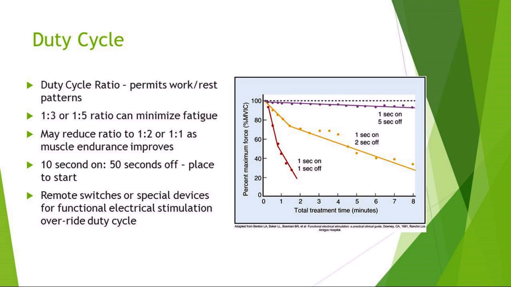10 seconds on, 50 seconds off is a good place to start. So if you're doing 10 seconds on, 50 seconds off, in 20 minutes you're going to have 20 muscle contractions, because that's a minute for a whole on-off cycle. Okay, and you might need to do that for someone that has low muscle endurance to minimize fatigue. On special devices or functional electrical stim devices, they actually can override the duty cycle because you're trying to get the muscle to work in a functional manner.